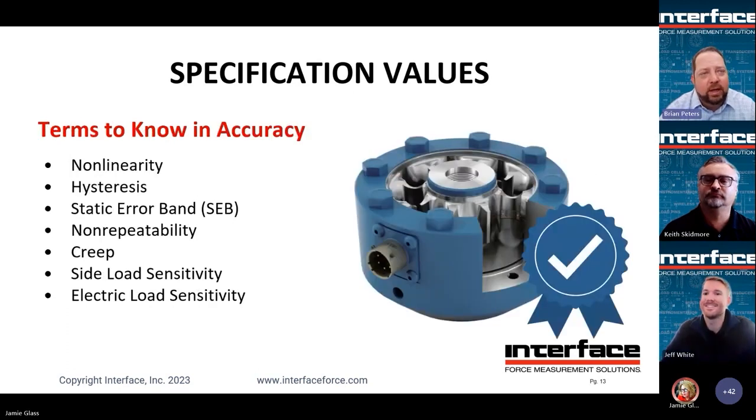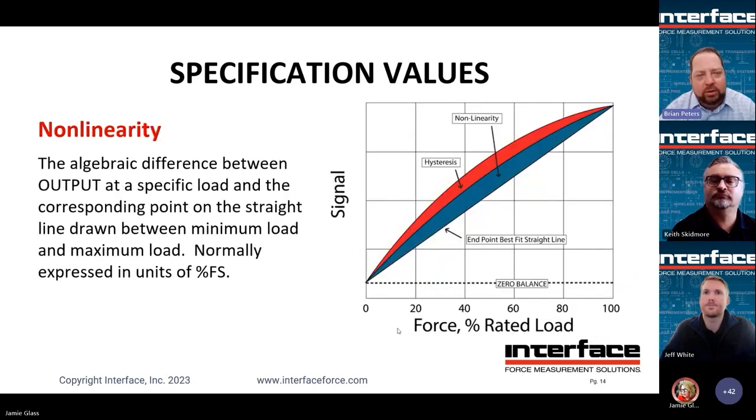All right, so looking at accuracy here, under the accuracy section, these are the common specifications you're going to see on Interface data sheets as well as most other sensors. So nonlinearity, hysteresis, static error band, non-repeatability, creep, side load sensitivity, eccentric load sensitivity. Now, those last two you may not see on most other product data sheets, and you'll see them on all of our moment compensated load cell products. So, all right, let's go to nonlinearity.